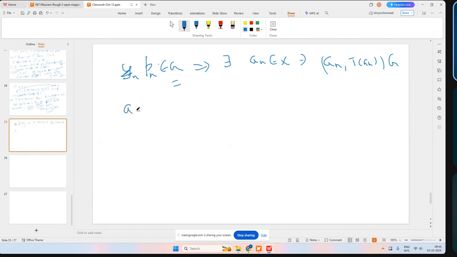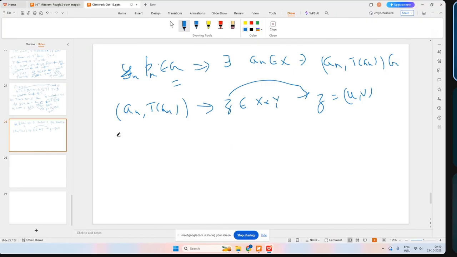Now this (An, Tgn) converges to Z. This is part of, this belongs to X cross Y. So call this Z as, say, some (U, V).